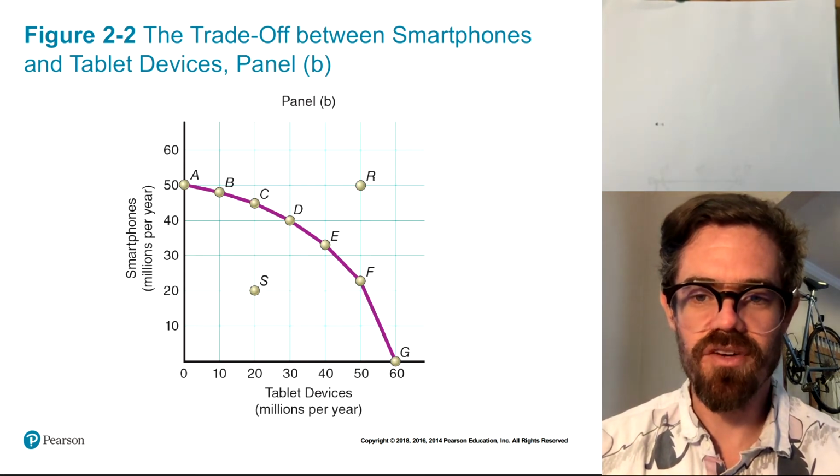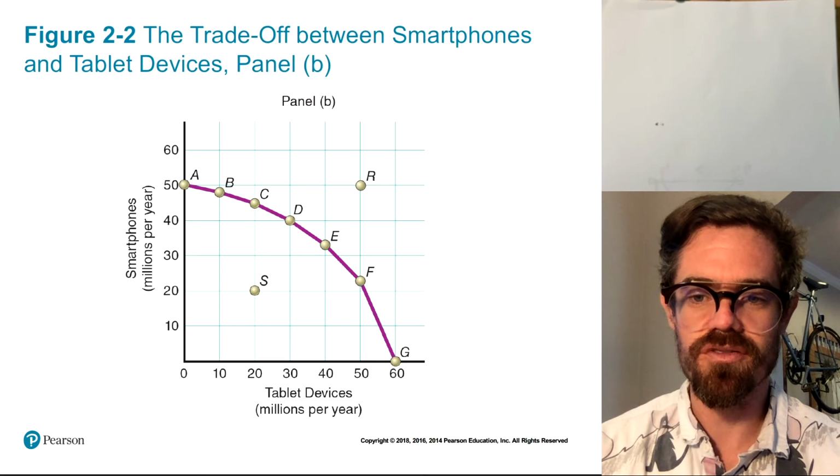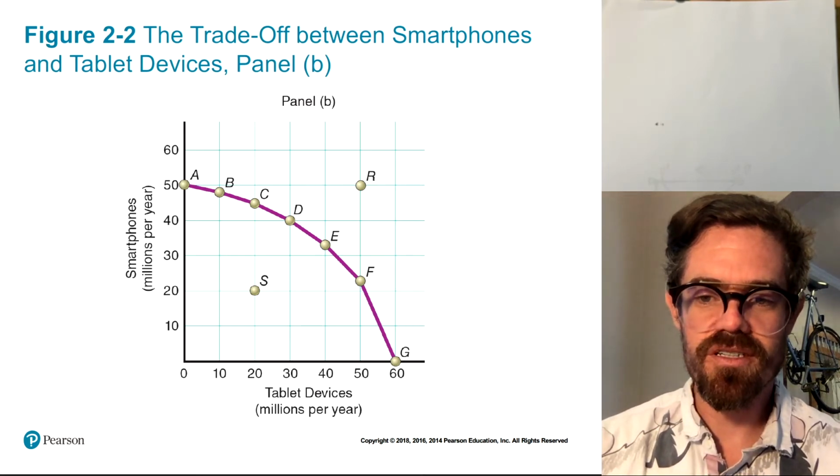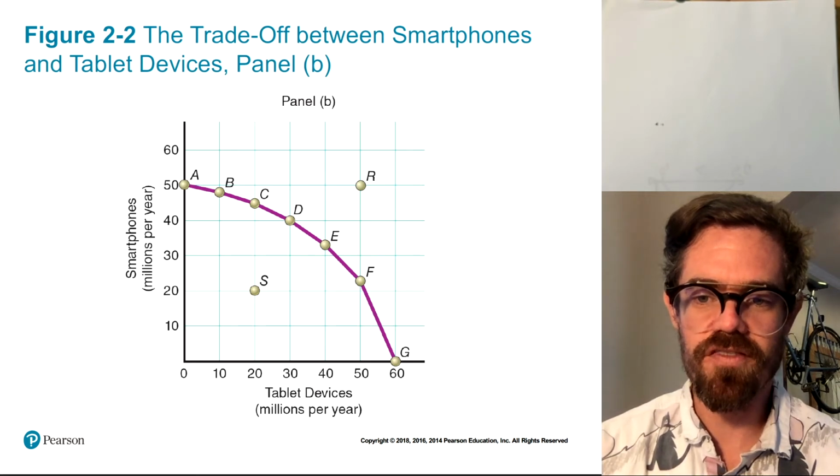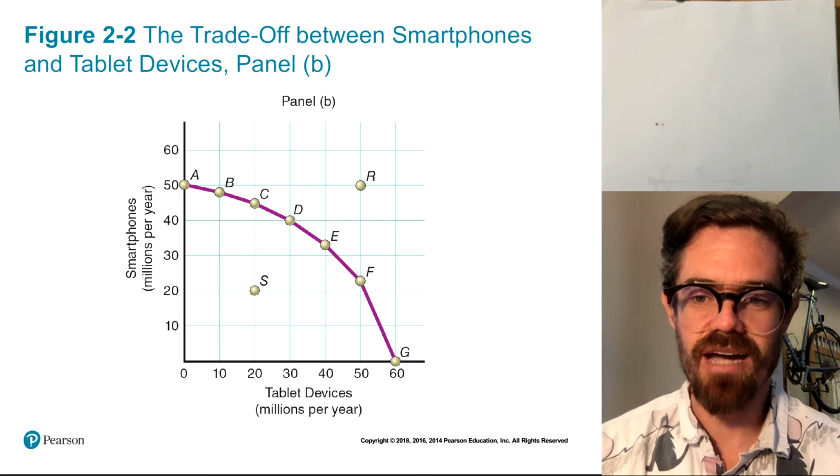Well, we only have to give up a very, very small amount of smartphones, going from point A to point B. We don't have to give up very many smartphones to go from 0 to 10 million tablets. But if we looked instead at the point F, where we have 50 million tablets, let's suppose we want to increase from 50 million tablets to 60 million tablets. So the increase in tablets is the same, 10 million tablets is the increase.